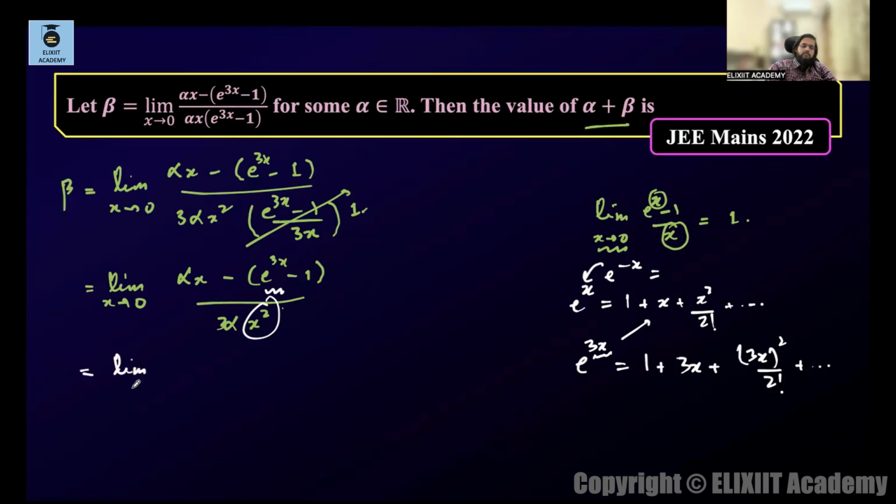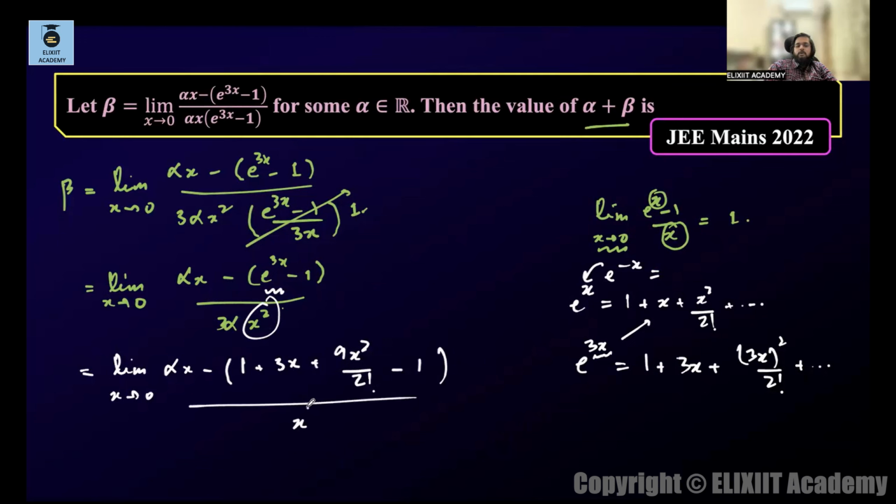So limit x tends to 0, alpha x minus the expansion of e raised to the power of 3x, which is 1 plus 3x plus 9x square divided by 2 factorial. That's all. And then minus 1, divided by x square and then 3 alpha. You only expand the terms based on what is there in the denominator. Okay. So limit x tends to 0. What is this basically? 9x square divided by 2 factorial, and the 1 and minus 1 cancel out.